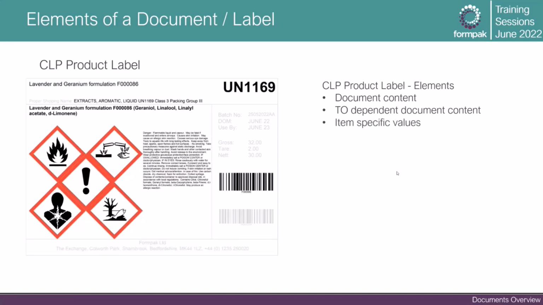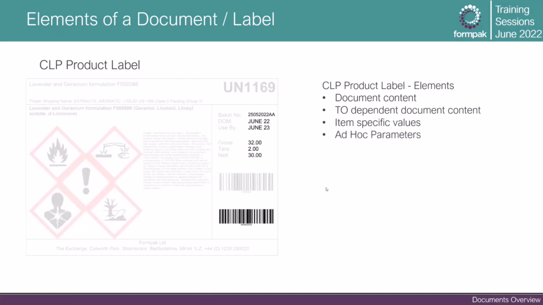We then have item specific values. This is information that's pulled directly from the item that we generated the label or the document for. So here we can see the name and the code of this item. You then have transport information at the top of the label here. So you've got the trans ID, which is your UN number, and also the proper shipping name, which has the different components there. In this box here is the CLP information. So we've got the product identifier. We've also got the pictograms, and we've got the hazard and precautionary statements as well. And then finally, we have this barcode, which is generated using the product code as the source.